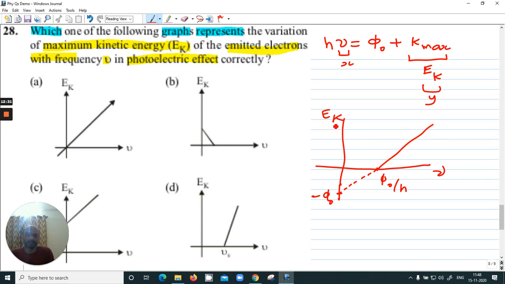Kinetic energy is positive, so the negative values don't exist. That's why I put it by dotted line. So the graph will be like this, and the slope of this straight line will be h. So it matches with option D.